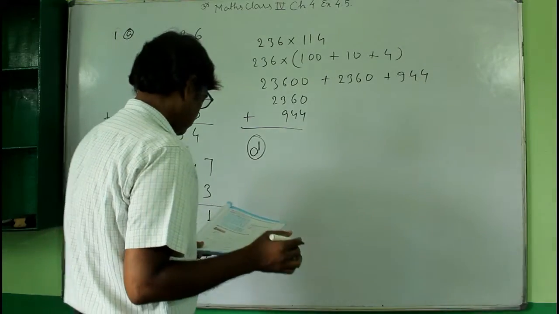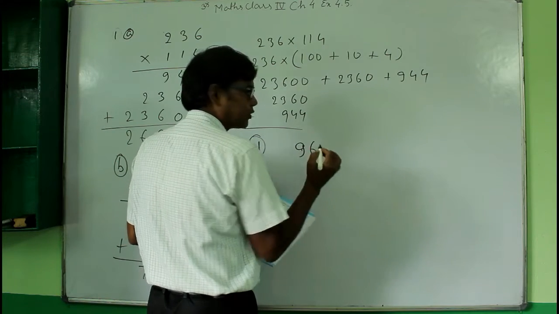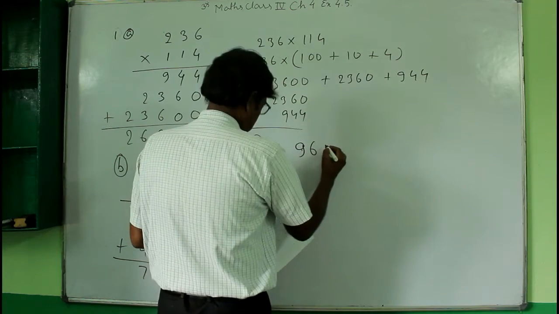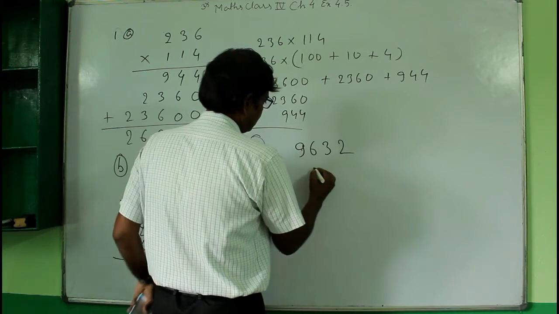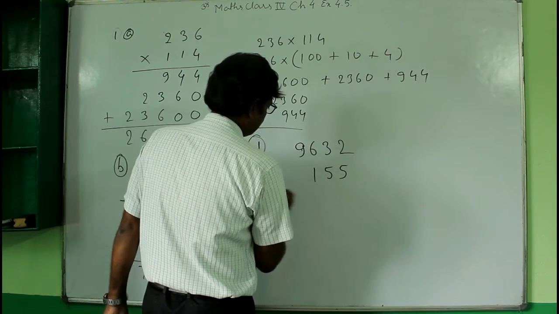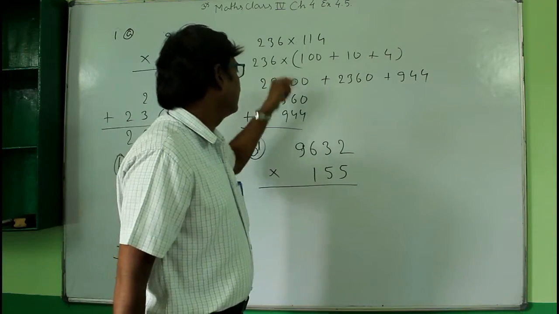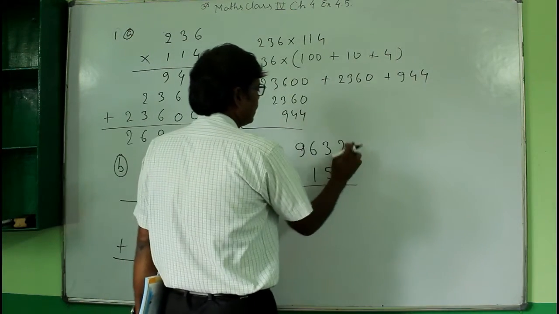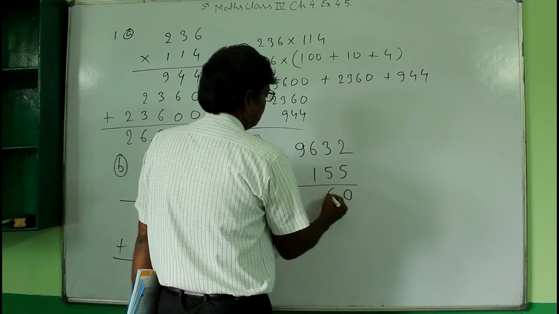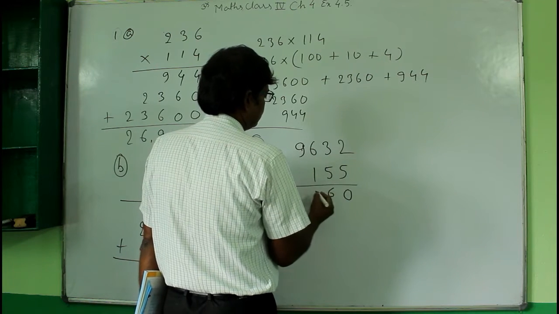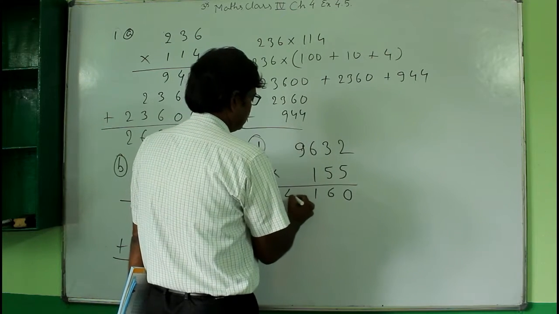In this, the multiplicand is a 4-digit number, 9,632, and the other number is 155. Okay, then multiply again similarly. You must remember this step. Now 5 3s are 15, then 5, carry 1 here. 5 3s are 15 plus 1, 16. Then again carry 1, 5 6s are 30 plus 1 will be 31. Then carry 3, 5 9s are 45. 45 plus 3 will be 48.